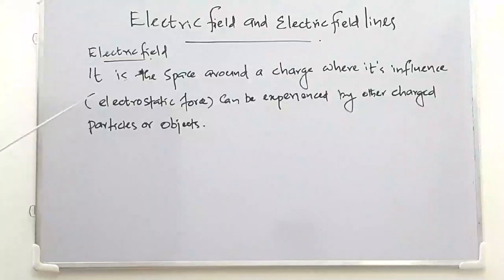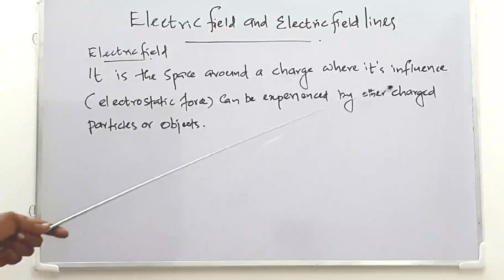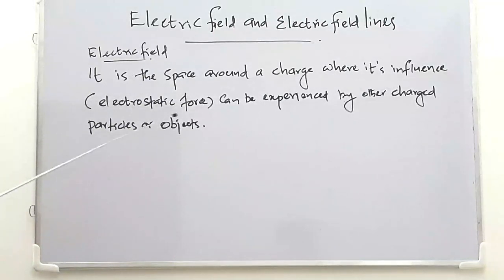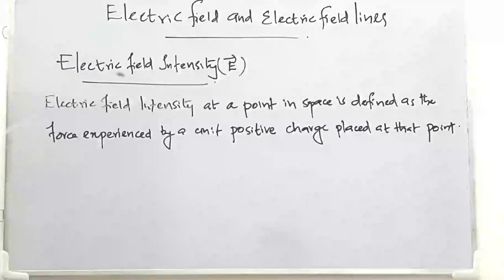Electric field is the space around a charge where its influence or electrostatic force can be experienced by other charged particles or objects. Electric field intensity vector E gives the strength or intensity of electric field at a particular point. It is defined as the force experienced by a unit positive charge placed at that point.